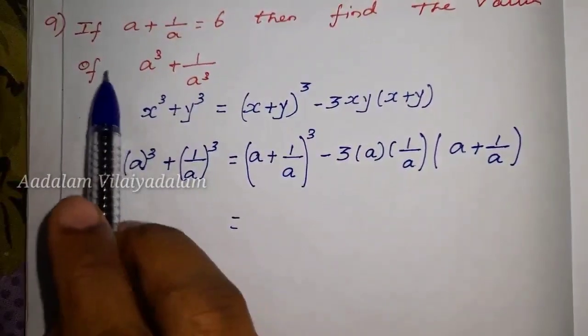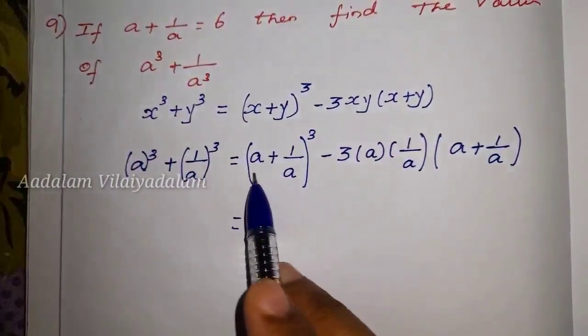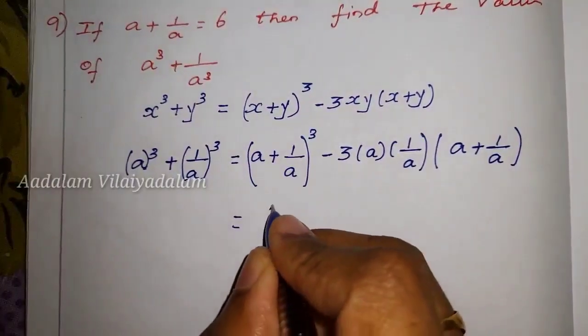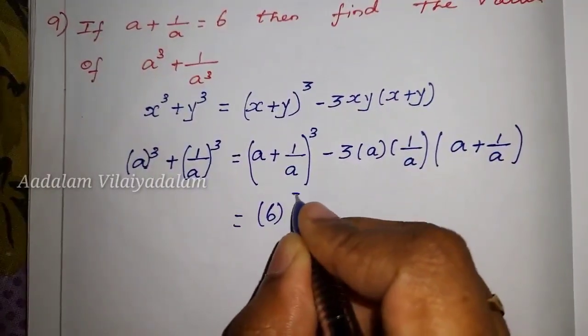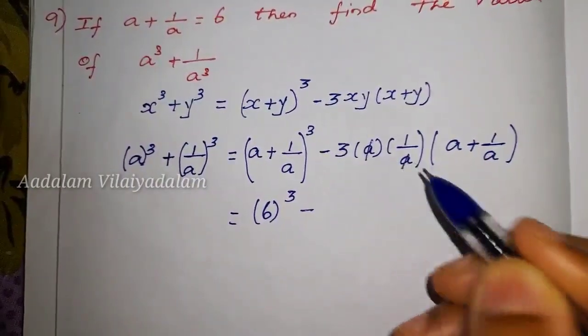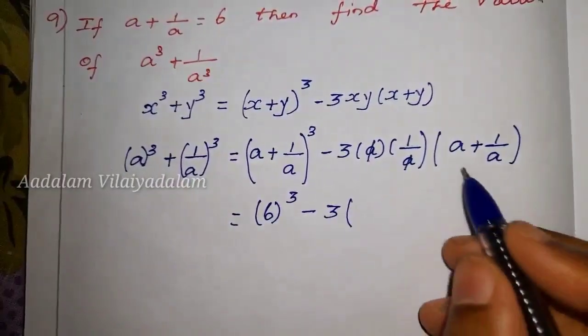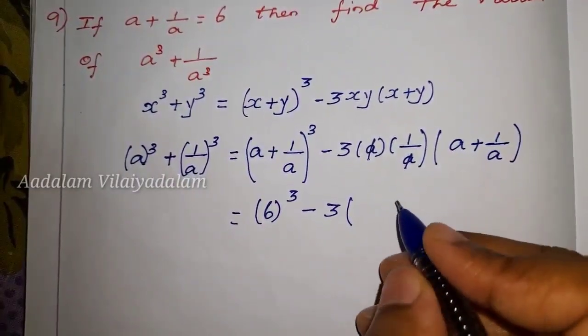So already given here a plus 1 divided by a equal to 6. So here a plus 1 by a equal to 6 the whole cube, minus, here a cancels, the remaining value is 3. So here also a plus 1 by a, the value is 6.